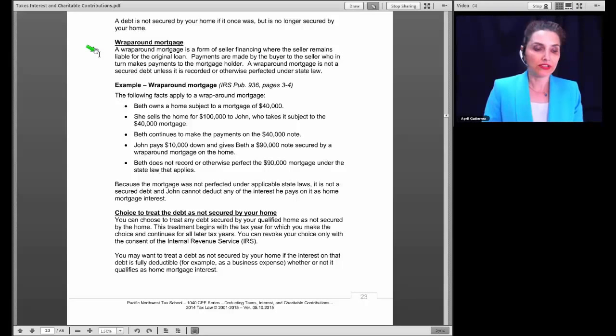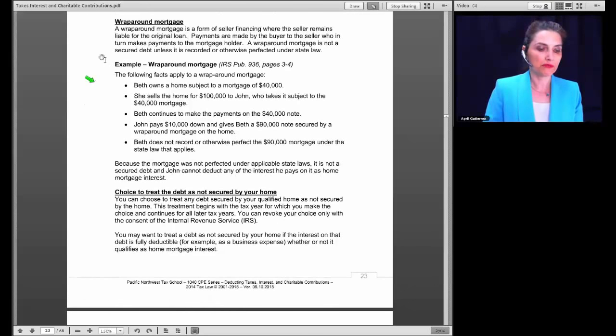A wraparound mortgage is a form of seller financing where the seller remains liable for the original loan. Payments are made by the buyer to the seller, who in turn makes payments to the mortgage holder. A wraparound mortgage is not a secured debt unless it is recorded or otherwise perfected under state law. And here is an example. It comes from IRS Publication 936 on pages 3 through 4.